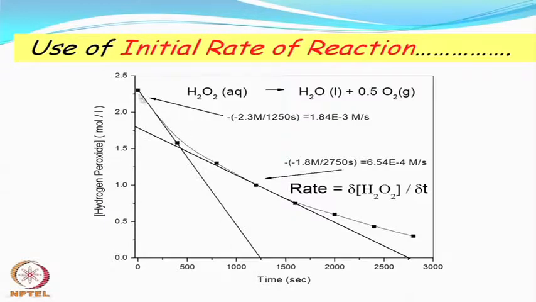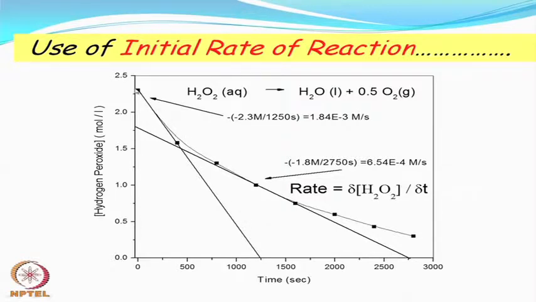So, this is one data point, this is another data point, this is another. The black squares are your data points. So, you see that it is reducing with time. Now, if we draw a tangent at some specific point, say at this point, and then another tangent at this point, this tangent is basically the rate, that is delta H2O2 divided by delta T. So, this is the slope.